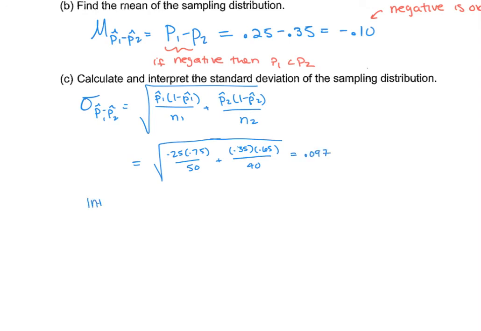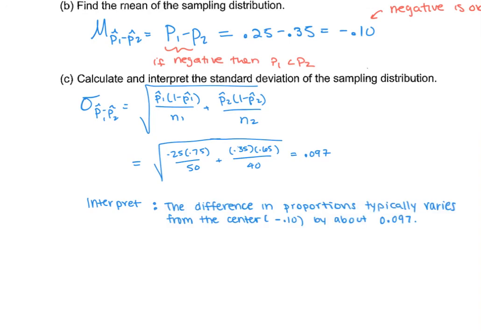And now we're going to interpret this value. You can use the same interpretation for standard deviation that we have used all year. The general form for the standard deviation is the average distance from the mean, or the average distance from the center. So in this case, the center is the difference in proportions. So the difference in proportions will vary from the center by about 0.097. So we've got the difference in proportions typically varies from the center, negative 0.10, by about 0.097.